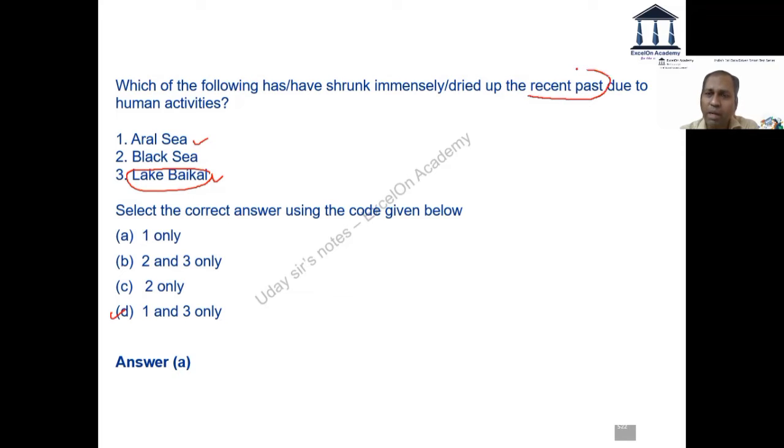Now, I always had a problem with UPSC whenever they use the word recent. I would think recent is 2 months. Someone may think it is 2 years. But in this case, they're actually talking of 3 decades. Now, by what definition is 3 decades recent?